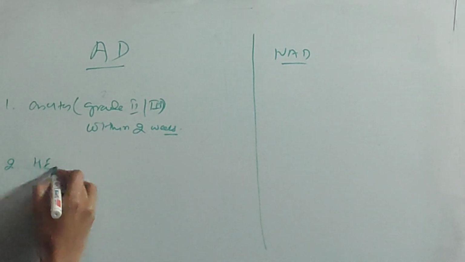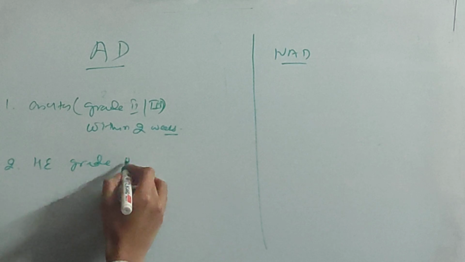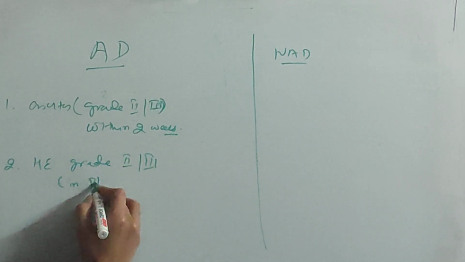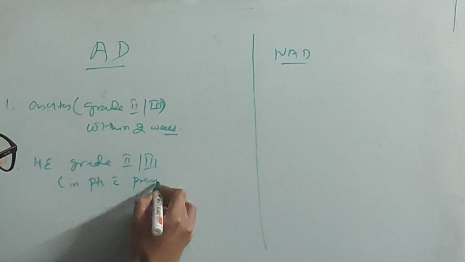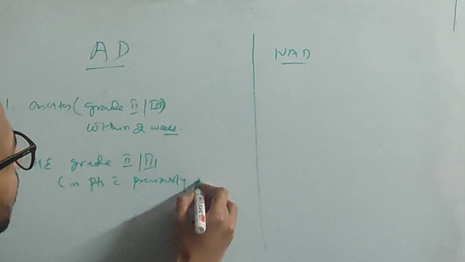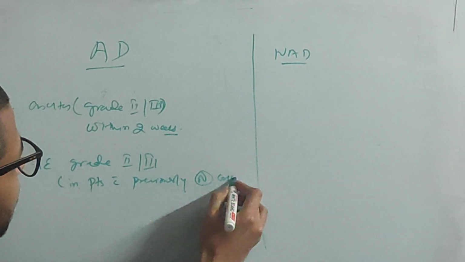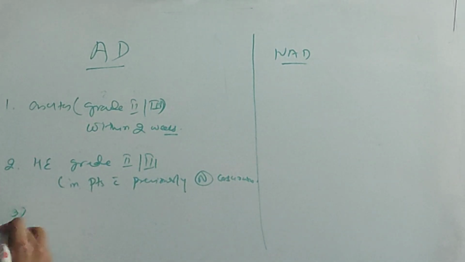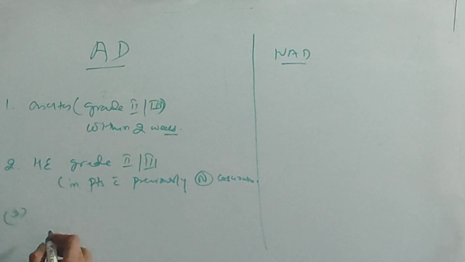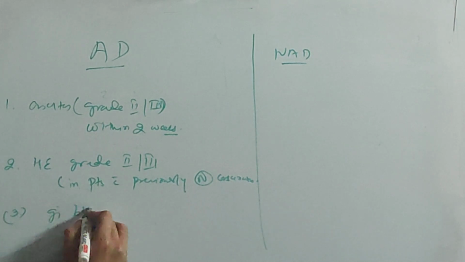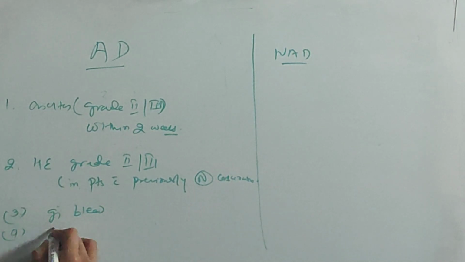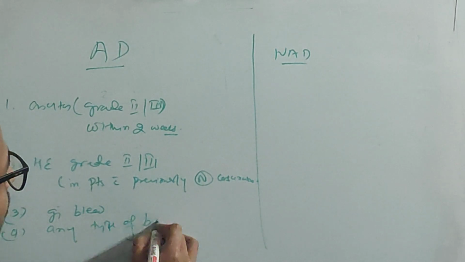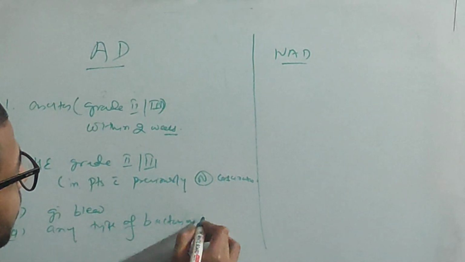Another is hepatic encephalopathy grade 2 or 3, in patients with previously normal consciousness. Okay, normal consciousness. Third is GI bleed. Okay, and fourth is any type of bacterial infection.